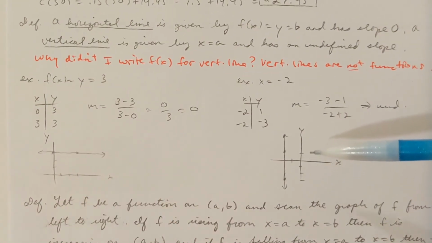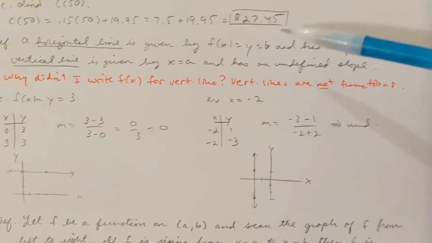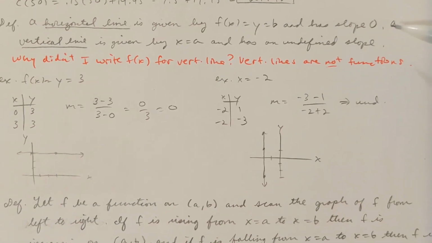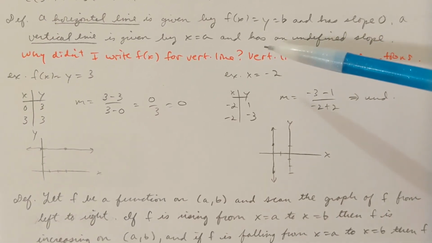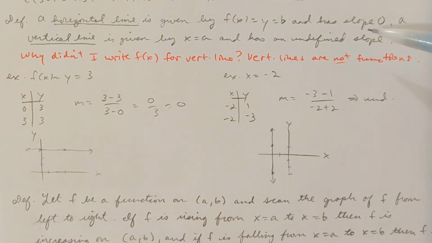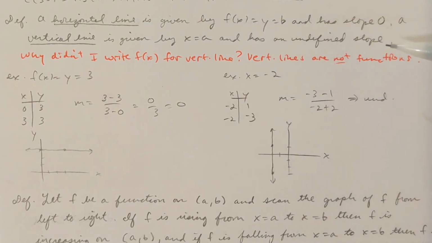A horizontal line is given by y equals b, and y and f of x mean the same thing. A horizontal line has a slope of 0. A vertical line is given by x equals a and has an undefined slope. Why didn't I write f of x for vertical lines? Well, a vertical line is not a function.